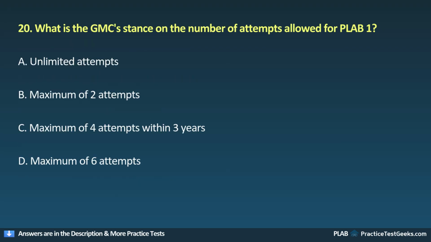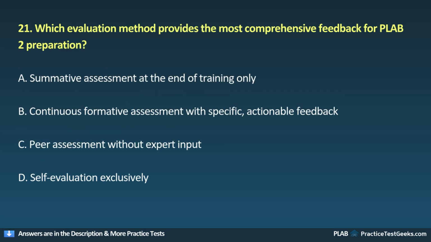20. What is the GMC's stance on the number of attempts allowed for PLAB 1? A. Unlimited attempts. B. Maximum of 2 attempts. C. Maximum of 4 attempts within 3 years. D. Maximum of 6 attempts.